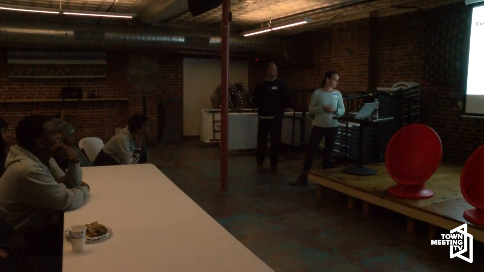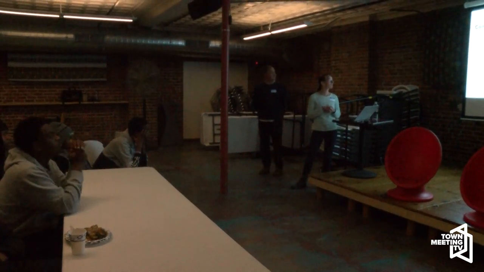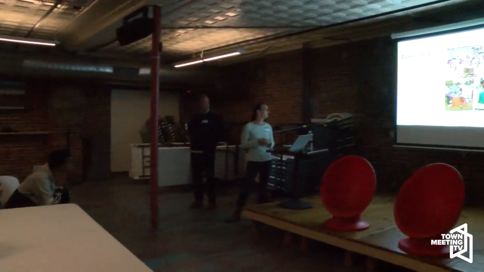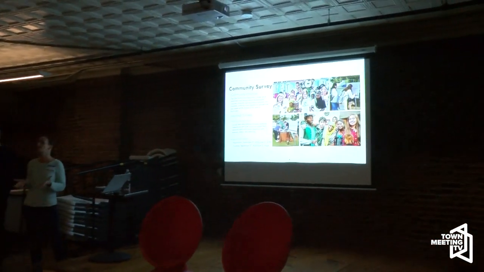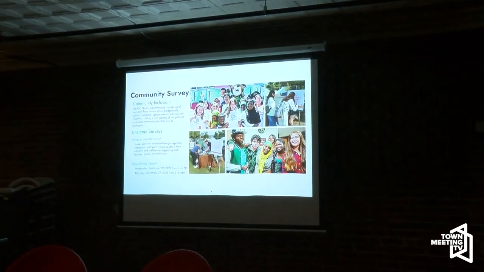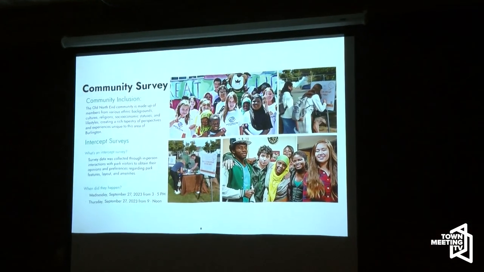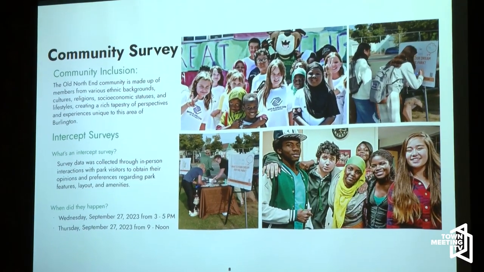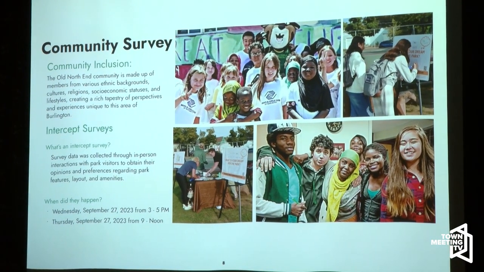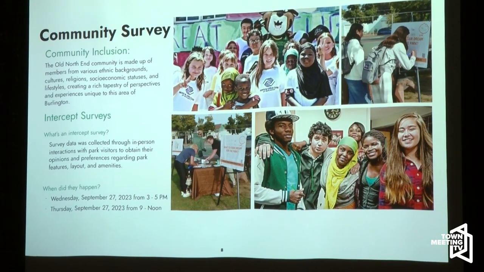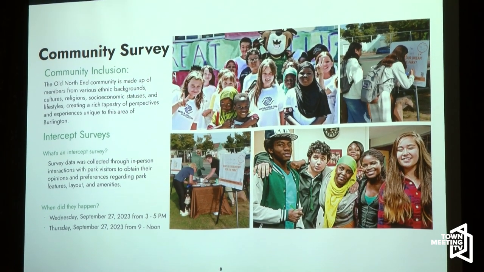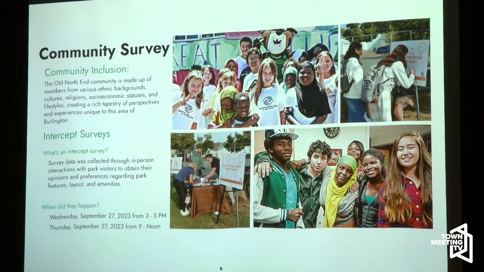All right, community inclusion. So the Old North End is one of the most diverse communities in Vermont. And we want to make sure that we hear all of the voices in the Old North End. So in addition to all of these, the CAC, the public meetings, as well as the online survey, we did intercept surveys in the park. We set up in late September from 9 a.m. to noon and from 3 to 5 p.m. And basically we grabbed anybody that walked by us in the park and asked them questions about how they use the park and what they want to see change. Hopefully some of you are here tonight. Thank you for coming.